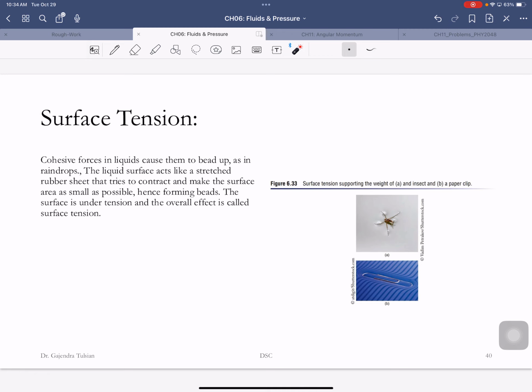Maybe next time I'll bring it. I can make a needle float on water. Have you guys seen that? You've seen a needle floating. All right, so this is due to surface tension. Let me tell you how surface tension arises.